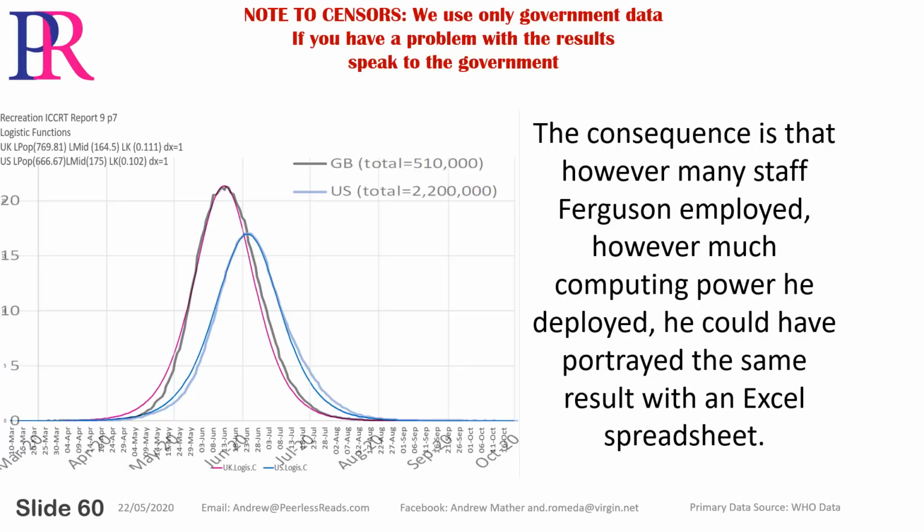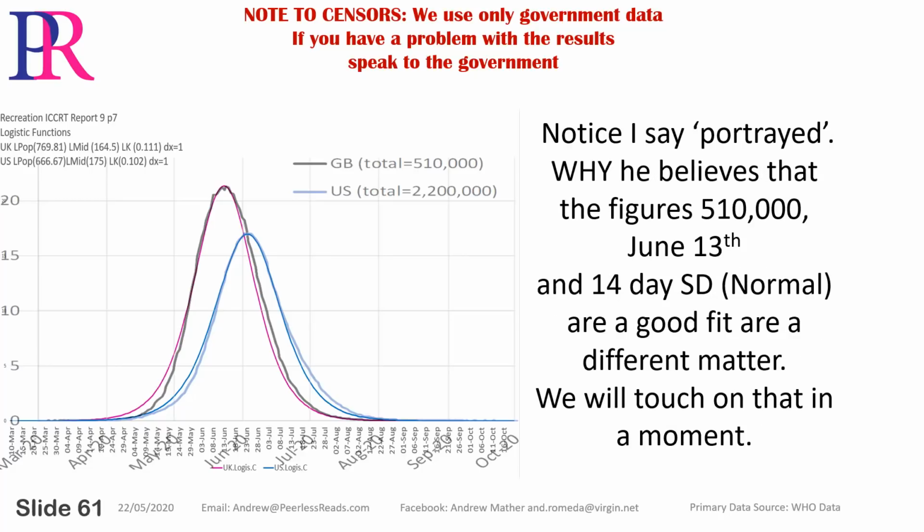The consequence is that however many staff Ferguson employed, however much computing power he deployed, he could have portrayed the same result with an Excel spreadsheet. Notice I say portrayed. Why he believes that the figures 510,000, June the 13th and 14-day standard deviation normal are a good fit is a different matter. We will touch on that in a moment.